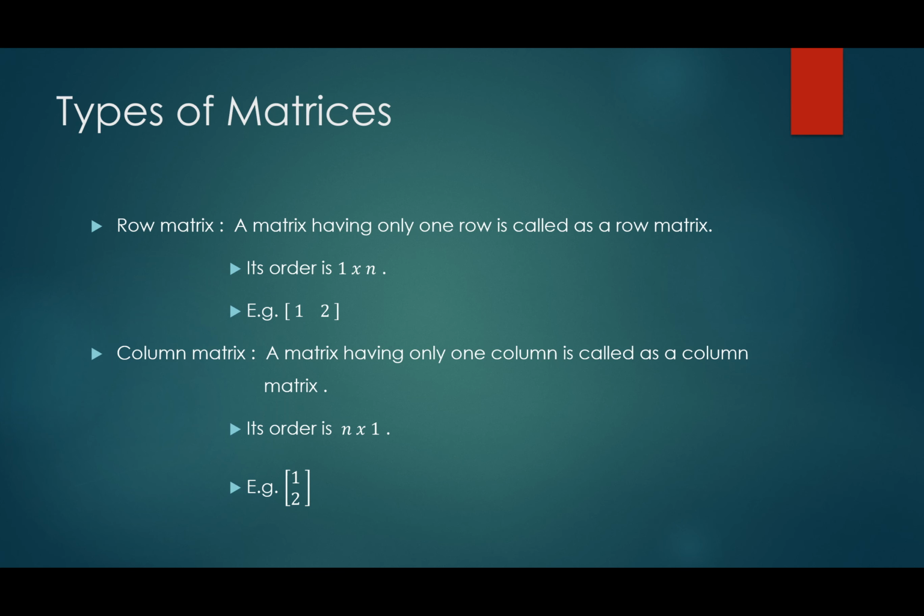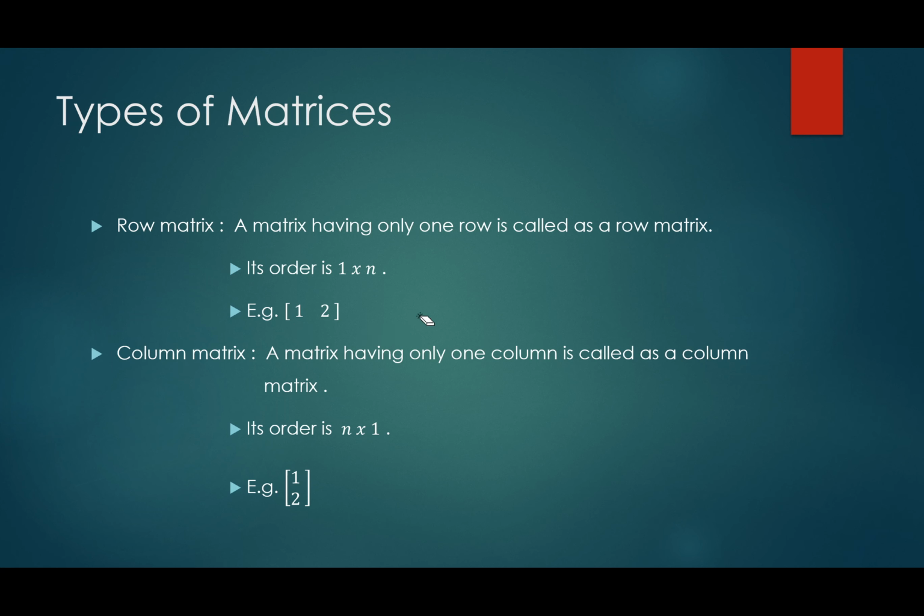Now matrices have different types, and they are defined based on different parameters. One of the most important parameters is based on the row and column. If my matrix has only one row, that matrix is called a row matrix. I have given an example. We can see this matrix has only one row, whereas it has 2 columns. So the order of my matrix is 1 into 2. In general, the order is denoted by 1 into n for a row matrix. You got the point?